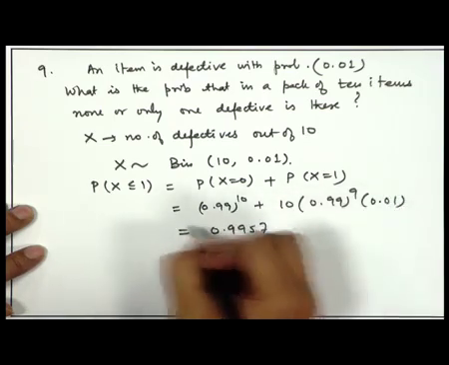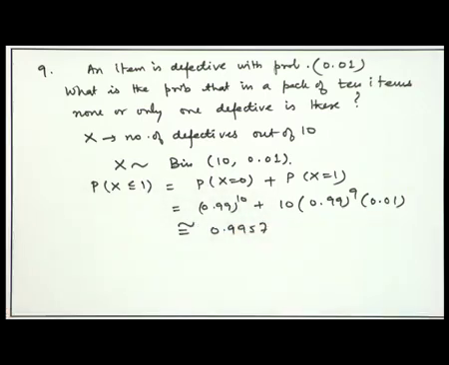So, that is equal to 0.9957 approximately. I will spend one more class on various tutorial problems on various probabilities.